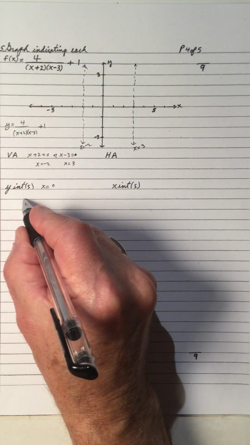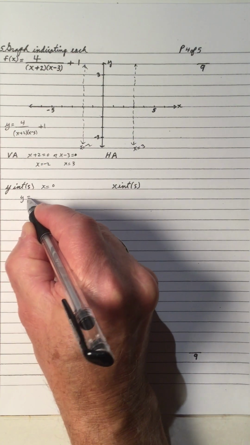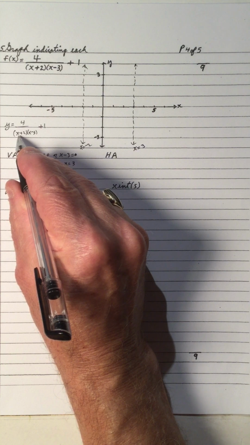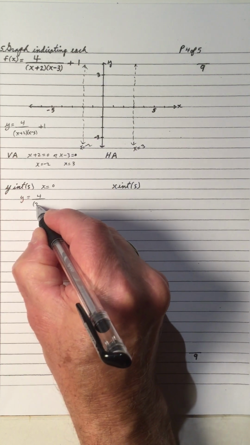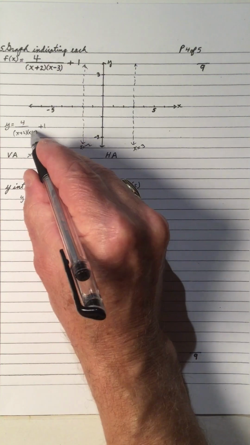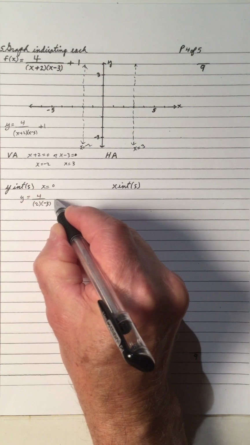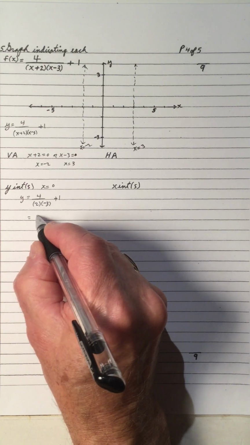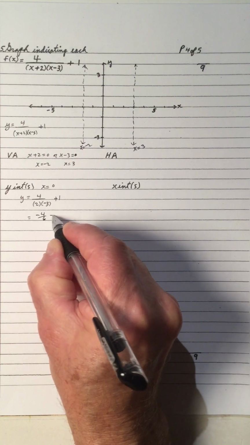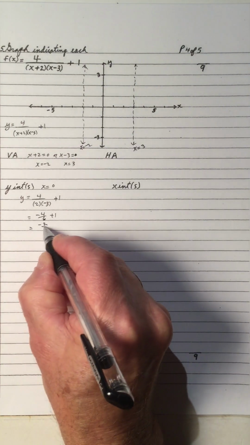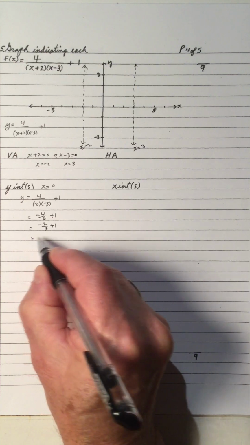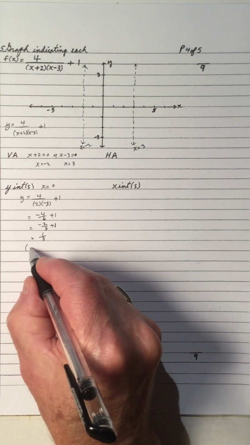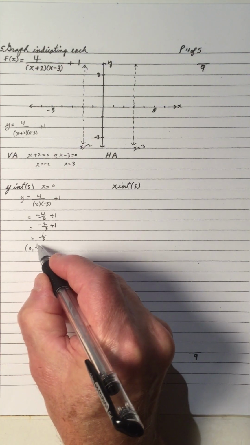So you take the equation and you let x equal 0. So y equals, I'm looking at this equation, 4 over, putting the 0 in here, 0 plus 2 is 2. Putting the 0 here, 0 minus 3 is minus 3, plus 1. So that gives me 4 over negative 6. So it's negative 4 over 6 plus 1. That's negative 2 over 3 plus 1. And 1 is 3 over 3, so that's 1/3. So when x is 0, y is 1/3.